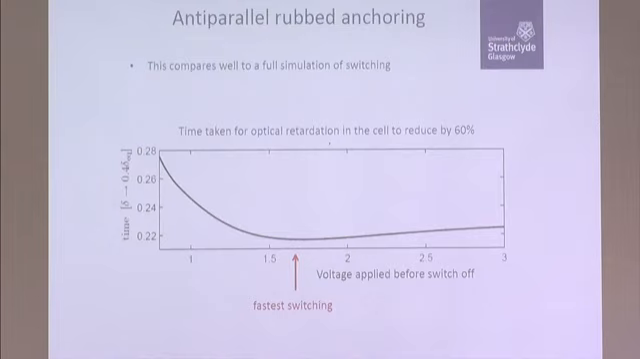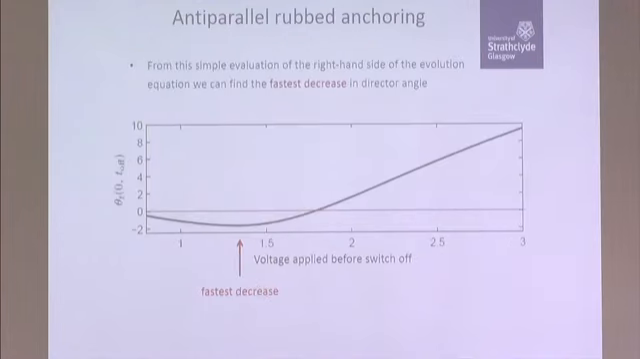And what this is, is the time taken for this optical retardation to reduce by 60%. So it's a kind of switch from black to white, or white to black, depending on how you set it up. So what happens if I look at this graph? This is the full simulation. I again get a fastest switching time. This is a bit bigger. This is at above 1.5 volts, whereas previously I was below 1.5 volts. But I'm getting the same form.